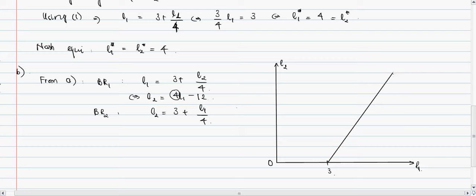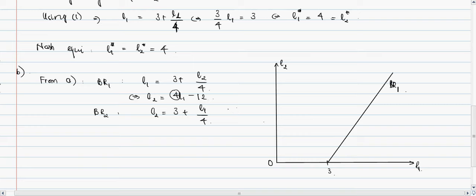Okay, so I will just do a line like this. So the slope equals 4, and this is the best response function for person 1. Okay, so I do the best response function for person 2 now. For person 2, L2 is already the subject, so you don't need to rearrange it.